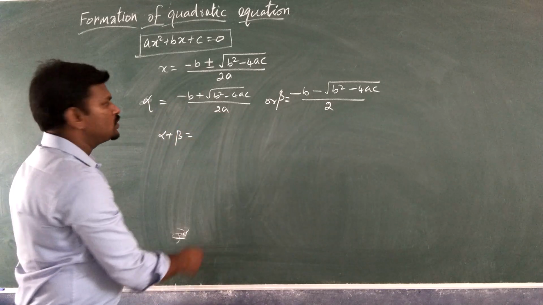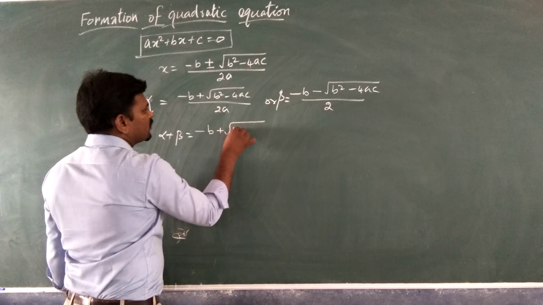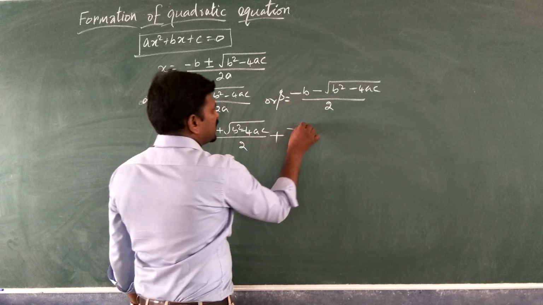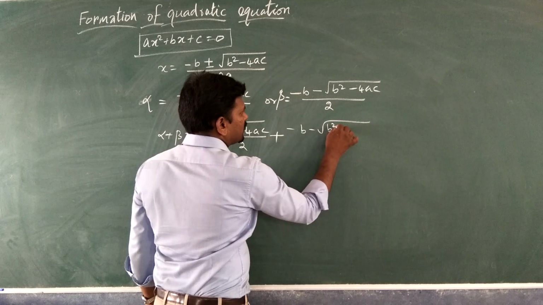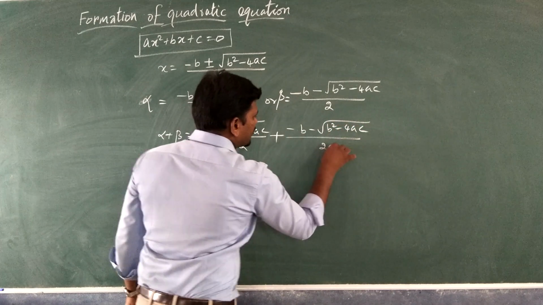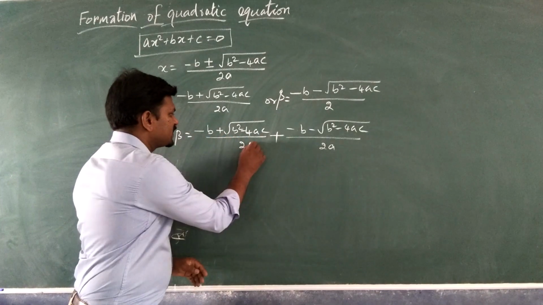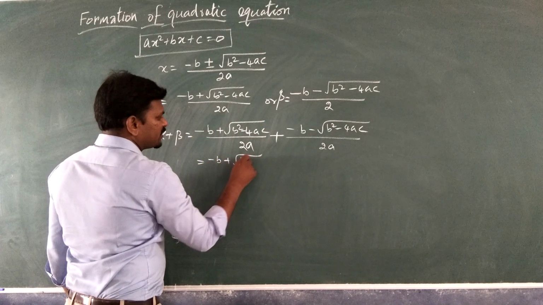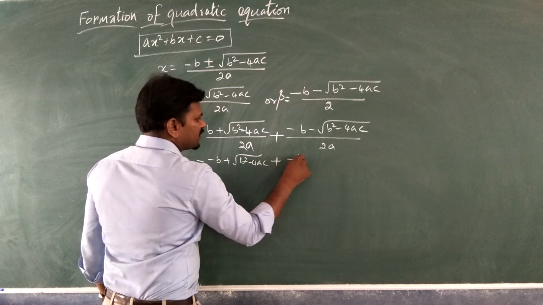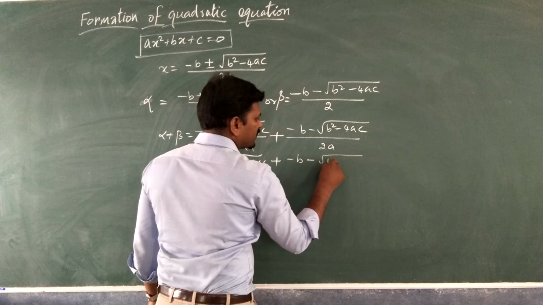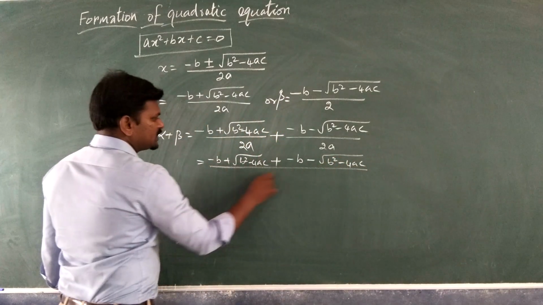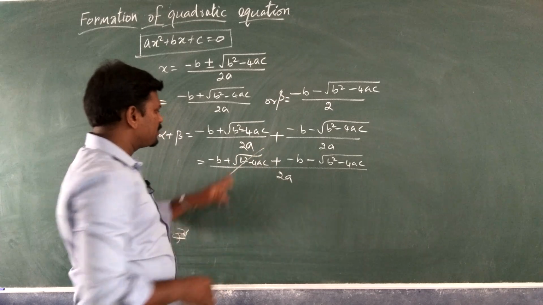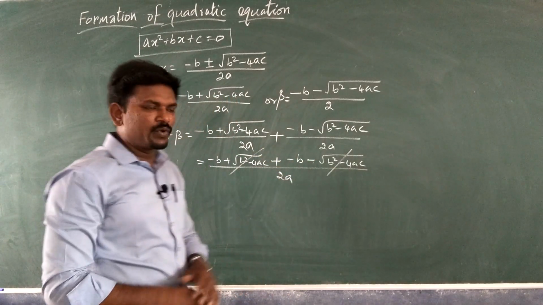So we have to add these two values: alpha is minus b plus square root of b square minus 4ac by 2a, plus beta, which is minus b minus square root of b square minus 4ac by 2a. In this case, the denominator is the same for both the terms, so we can simplify the numerator: minus b plus square root of b square minus 4ac, plus minus b minus square root of b square minus 4ac, by 2a. Here plus square root of b square minus 4ac and minus square root of b square minus 4ac will be cancelled.